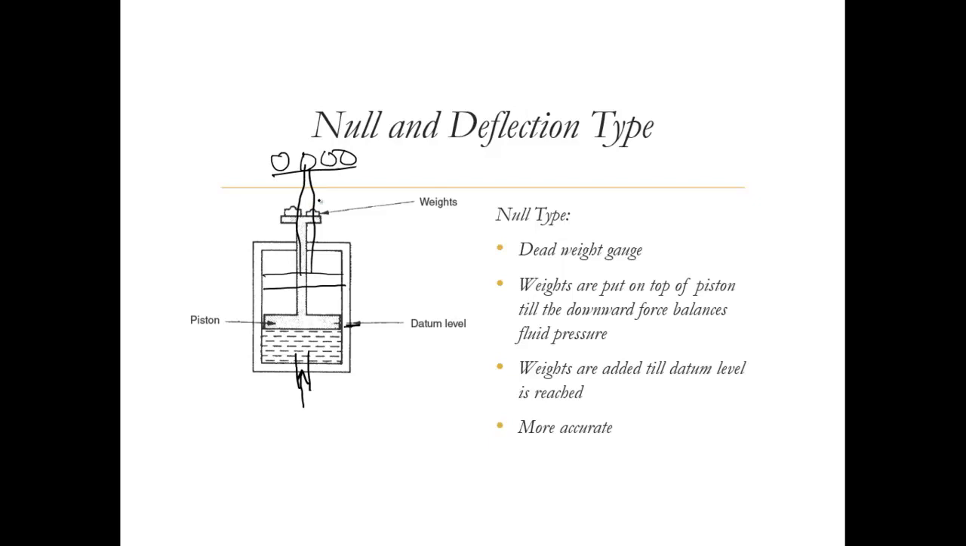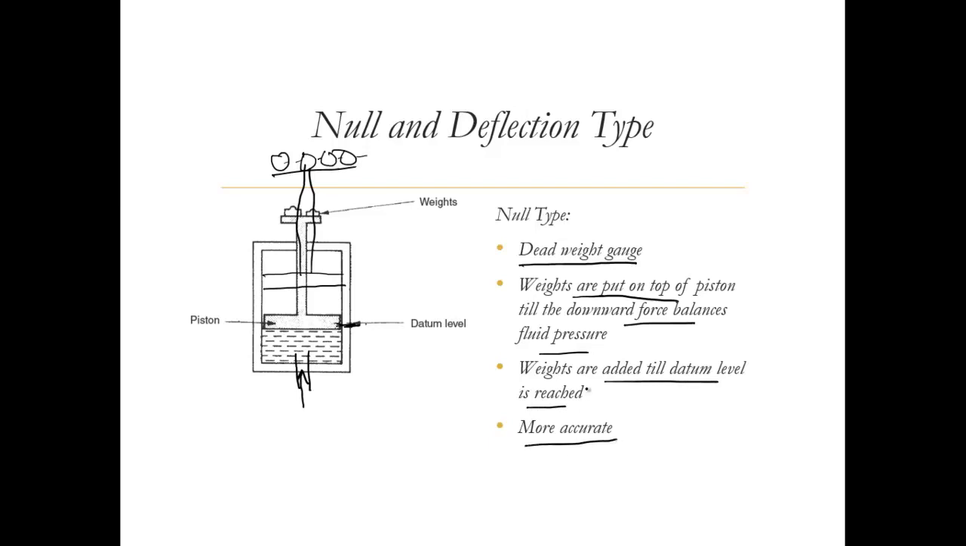All right, so while adding these weights, this will go back the moment it reaches the datum. These masses that we have added, because of their weight, or you can say the force, will balance the pressure of the fluid multiplied by the area of the piston. So the moment it reaches the datum, we can say this total weight divided by the area of the piston is equal to the pressure of the fluid. So this is a null type of instrument, also called a dead weight gauge. The weights are put on the top of the piston till the downward force balances the fluid pressure. So weights are added till the datum level is reached. These types of instruments are highly accurate.